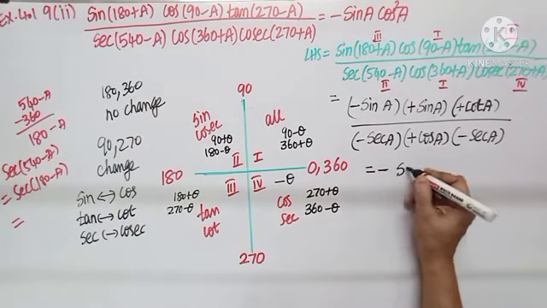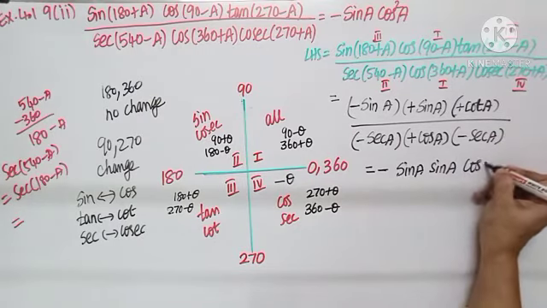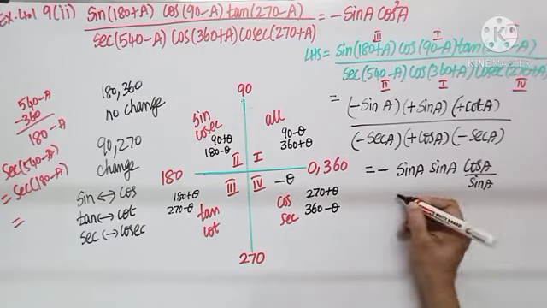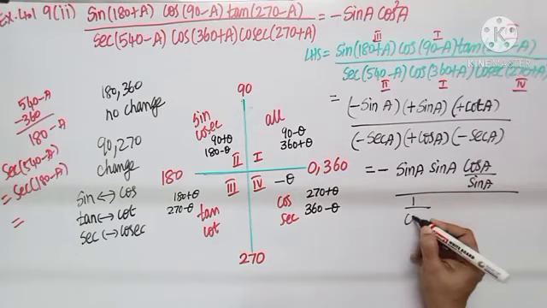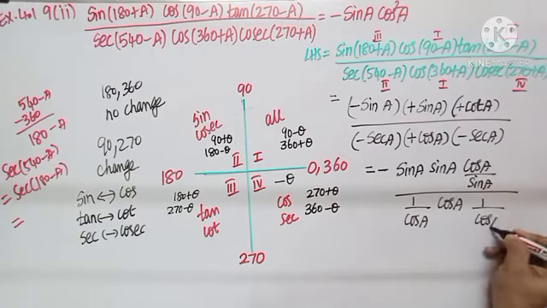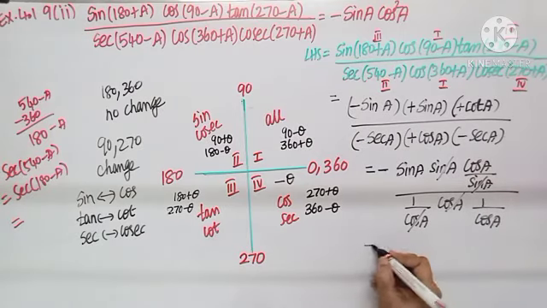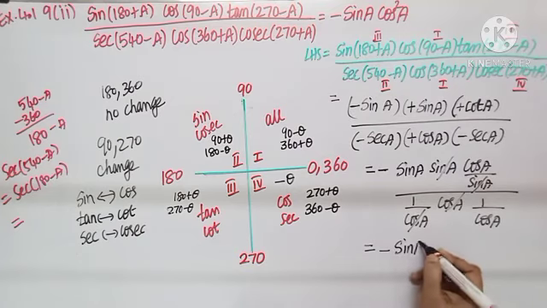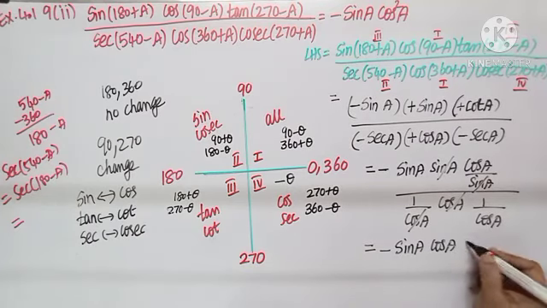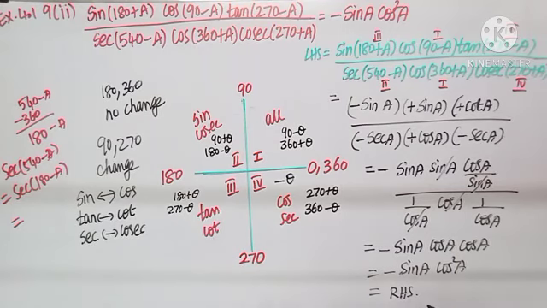Sin A into sin A. We'll write as it is, it will be easy for us to cancel. Cot A is cos A by sin A. Denominator: secant is 1 by cos A, into cos A, again secant 1 by cos A. One cos and cos we can cancel. One sin and sin we can cancel. This cos A reciprocal, it will go. Minus sin A cos A into cos A together is minus sin A cos square A, and that is the RHS. We have proved the result.